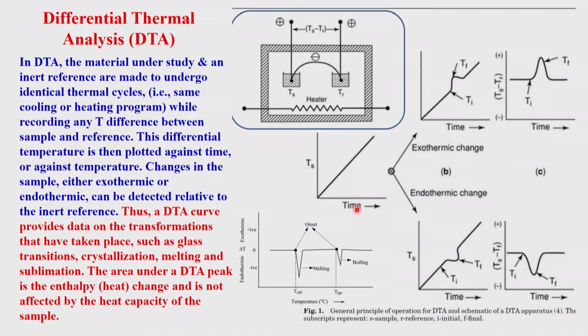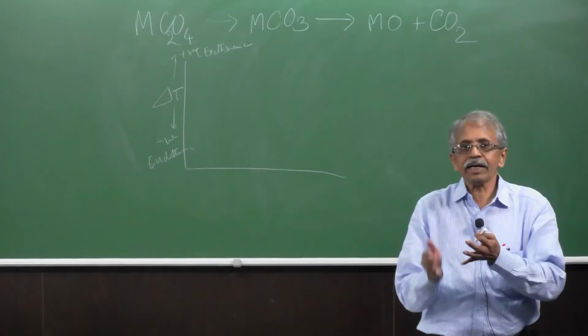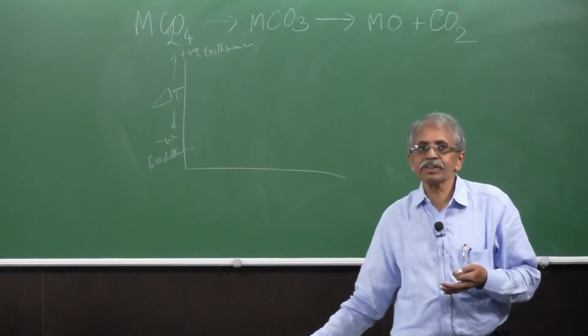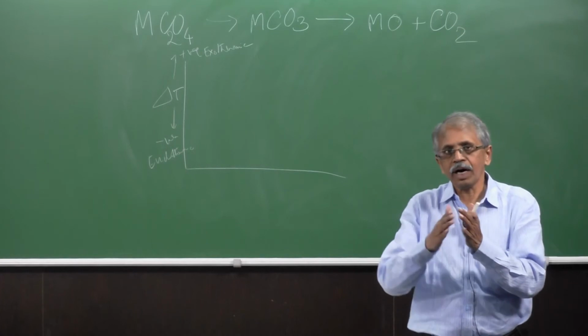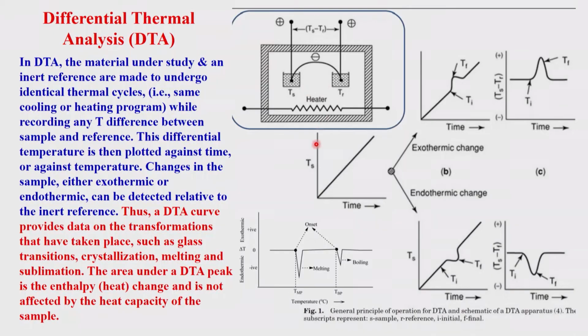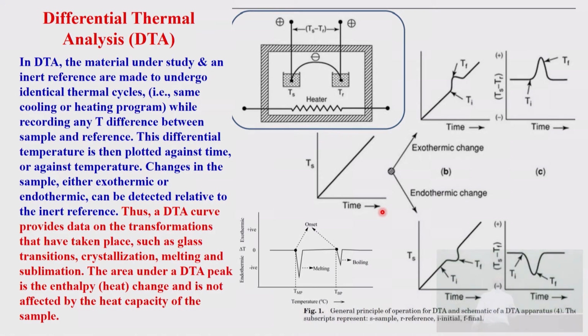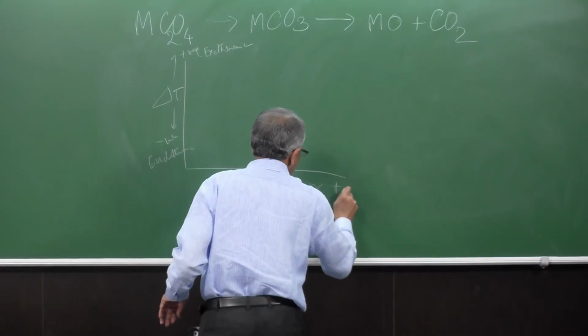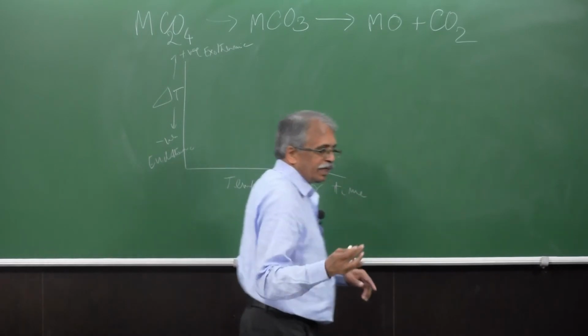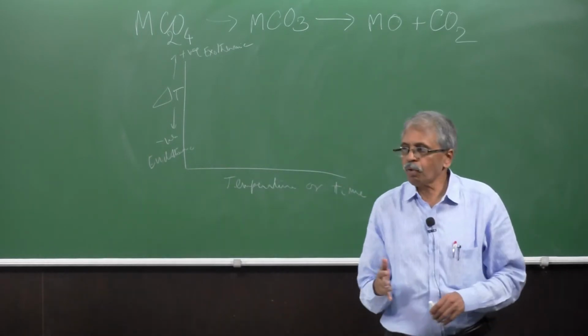So, you are using time. Why? Because you are heating the chamber at a particular rate, that is why you are using time: the starting temperature and the rate will give that. Or you can also use the temperature. So, on the x axis you can have temperature, or you can have time, because you have programmed the heating. So, the heating is programmed.